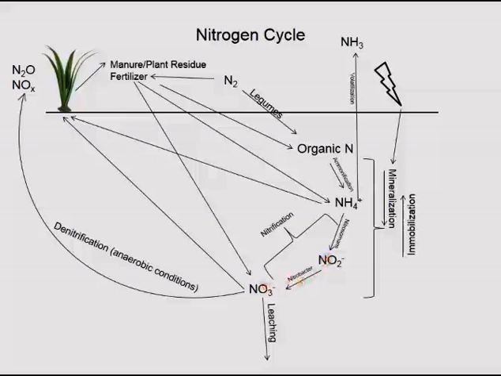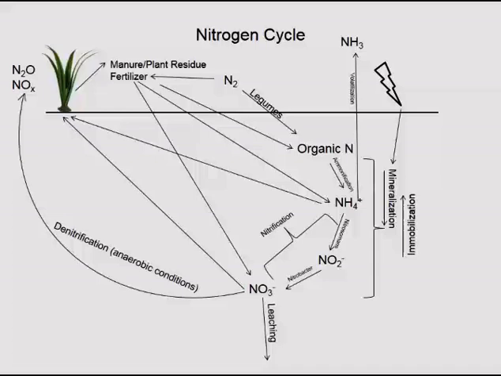Now, remember that conversion from an organic N source to either ammonium or nitrate is called mineralization. If you go backwards and you go from either nitrate or ammonium into organic N, so let's say a plant takes up nitrate or ammonium and assimilates it into its body, that process is called immobilization.